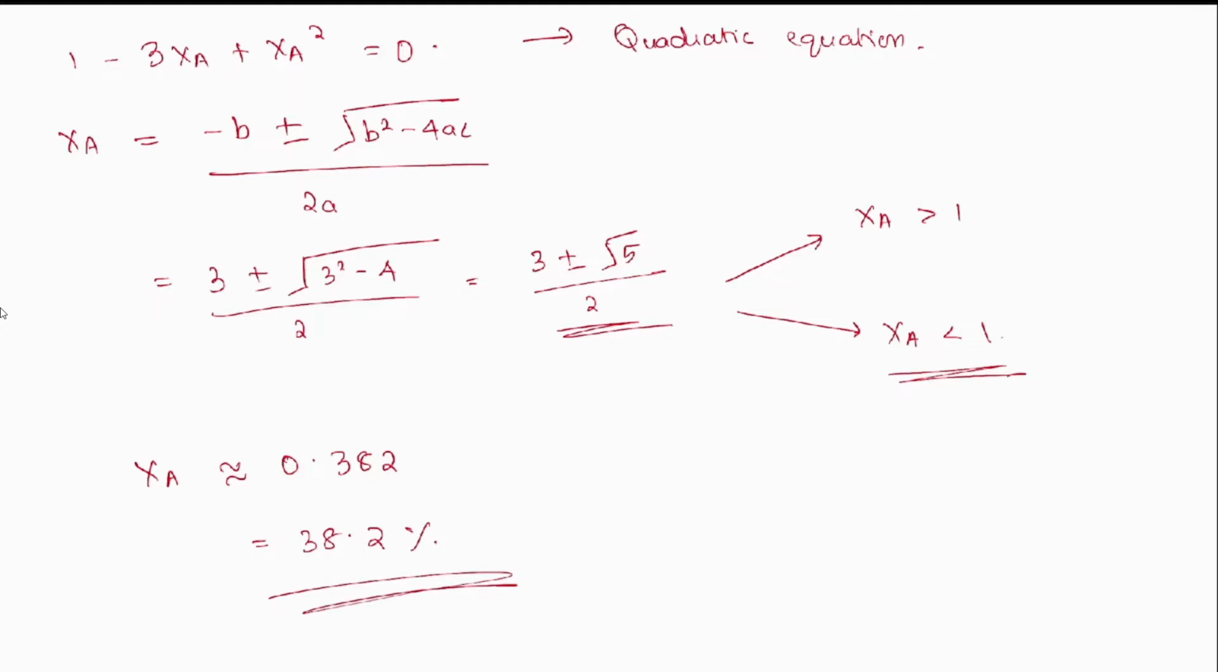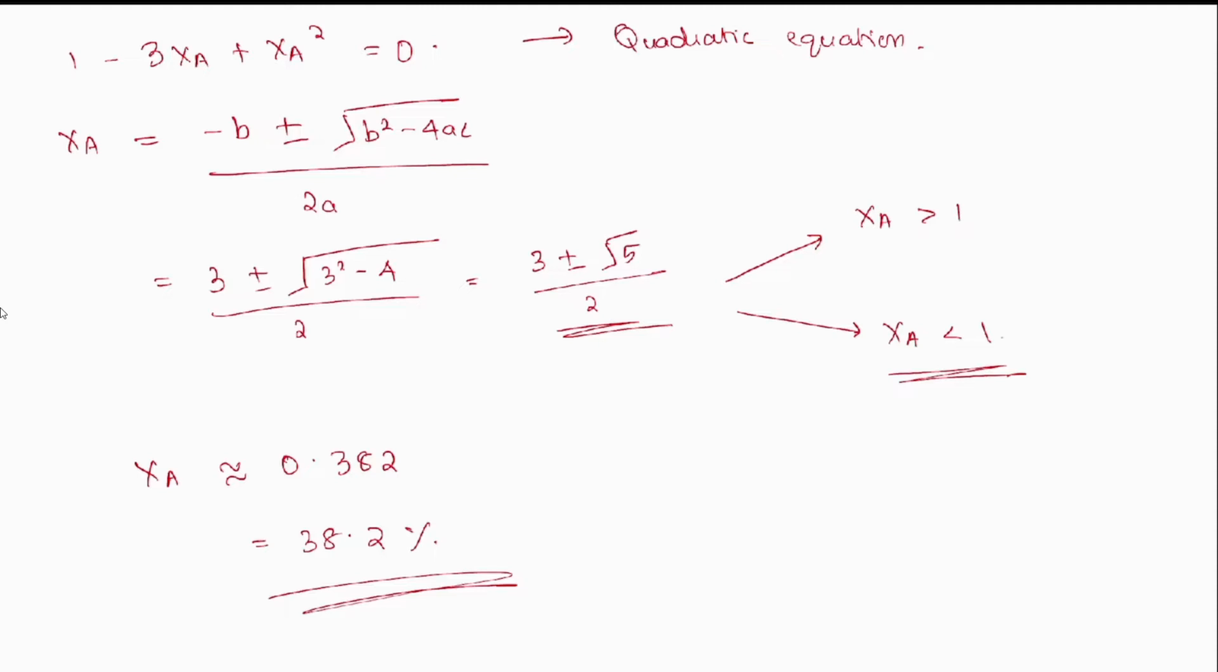So this is the conversion when R is tending to infinity for the recycle reactor. Just recapping this whole question: we had a recycle reactor with two cases, R is equal to 0 and R tends to infinity. As we learned, R equal to 0 means it is just an ideal PFR with no recycle, and R tending to infinity means it is an ideal CSTR. So we write the design equations for these two cases.